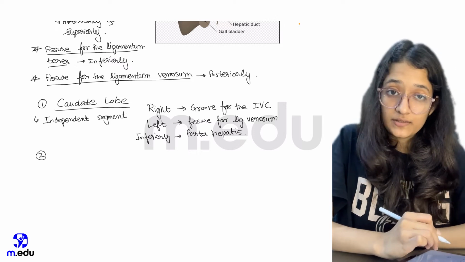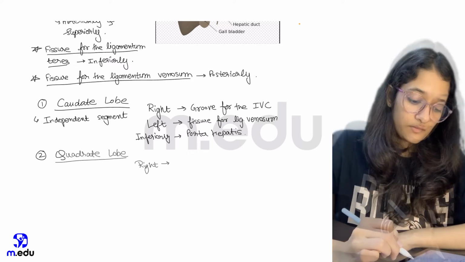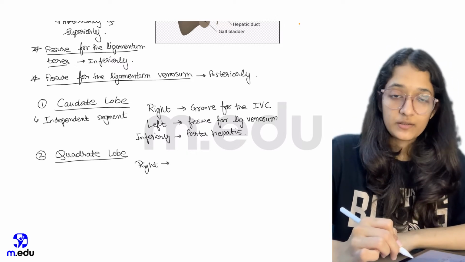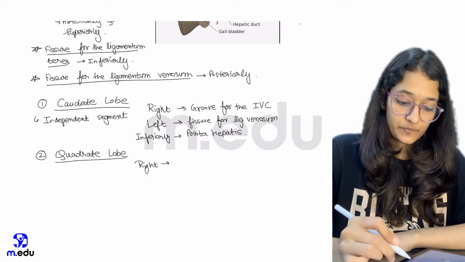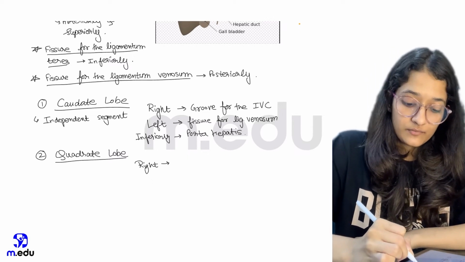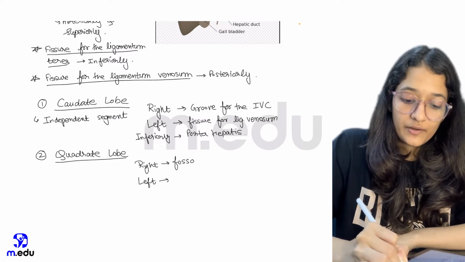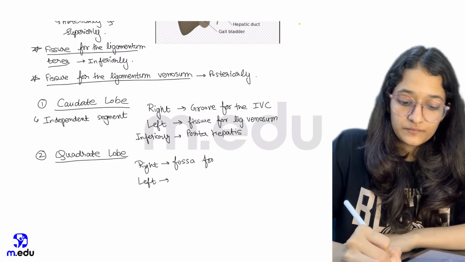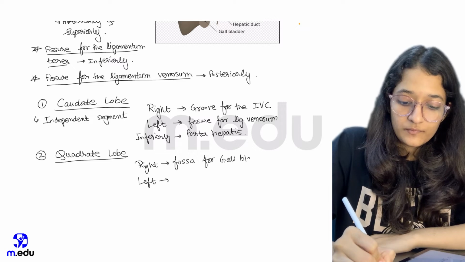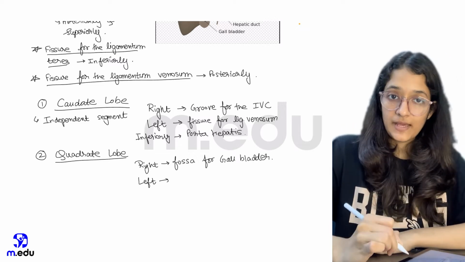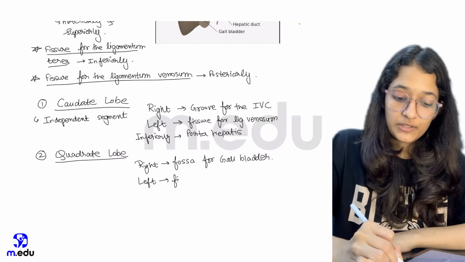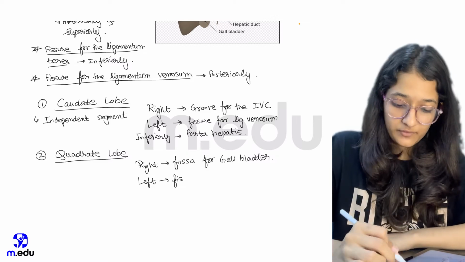The other lobe is the quadrate lobe. The quadrate lobe is situated on the inferior surface between the fossa for the gallbladder on the right and the fissure for the ligamentum teres on the left.